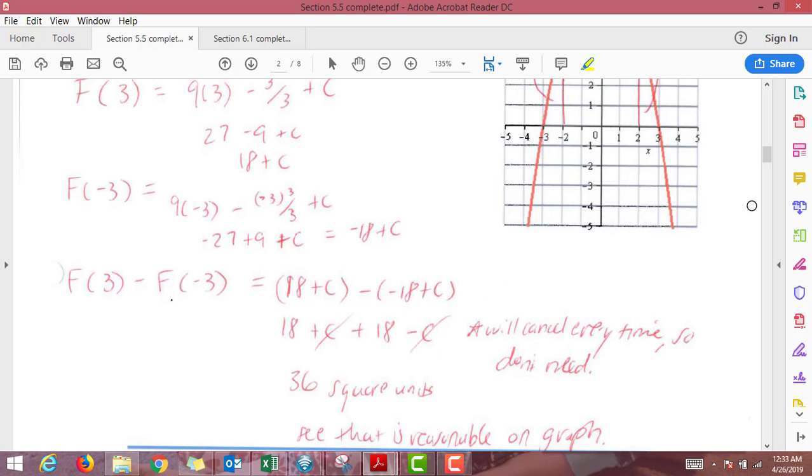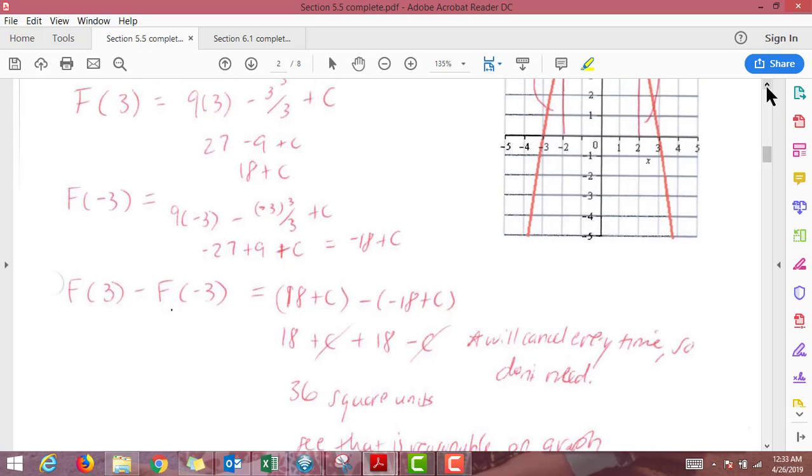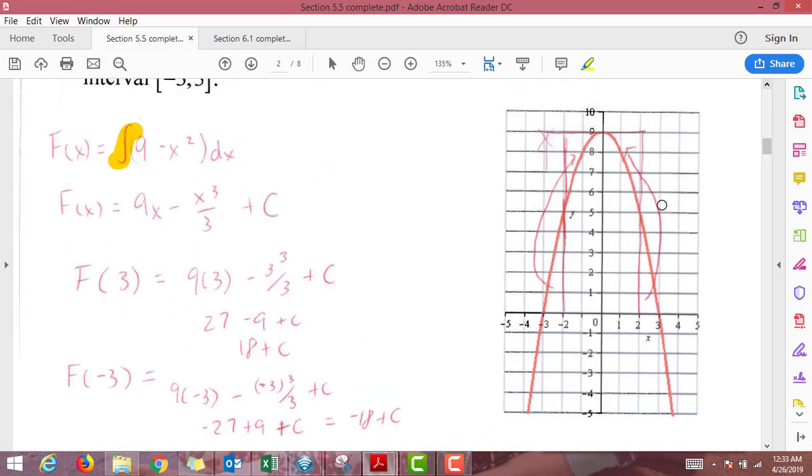So we end up getting 36 square units. We don't have to have a picture in order to do this problem. But I just wanted to show you and help you see that that is reasonable and that it does literally represent the area that is here between the function and the x-axis. So it is representing this area.